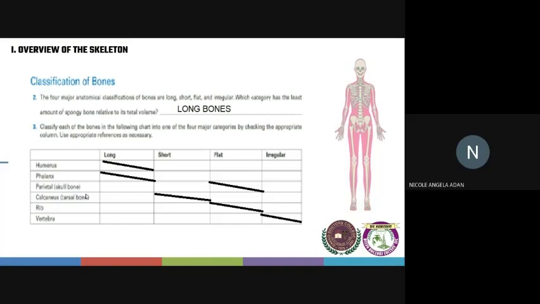Number 3, classify the bones in the following chart into one of the four major categories by checking the appropriate column. Use appropriate references as necessary. Number 1, humerus. Humerus and phalanx are long bones. Parietal skull: a parietal or skull bone is a flat bone. Calcaneus or tarsal bone is a short bone. Rib is a flat bone. And lastly, vertebra is an irregular bone.